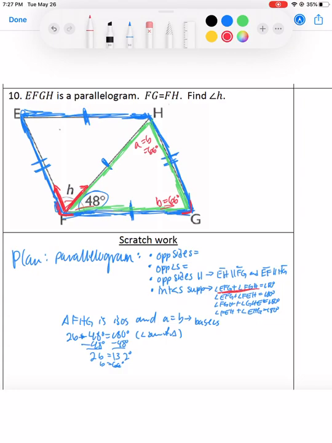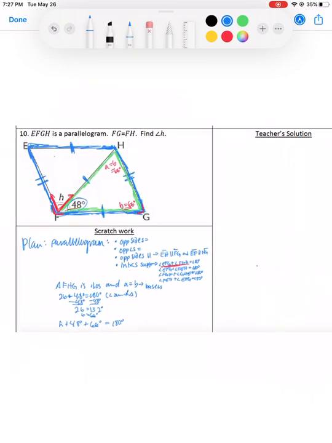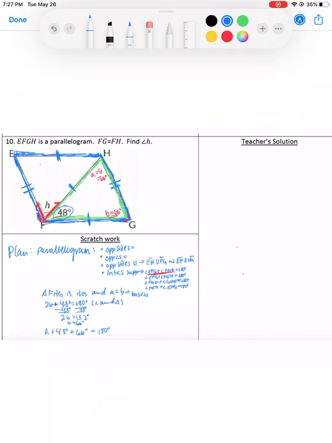That first relationship is true. So we're going to say EFG is actually H plus 48. And I'm going to add that to 66 degrees, which is the FGH, or angle B, and set that equal to 180 degrees because they're interior. That means they're supplementary. And from there we can solve for H. Okay, so we have our plan. Let's do the teacher solution.